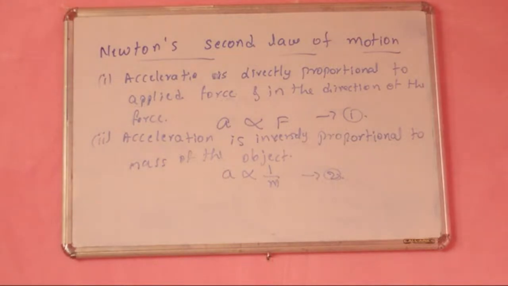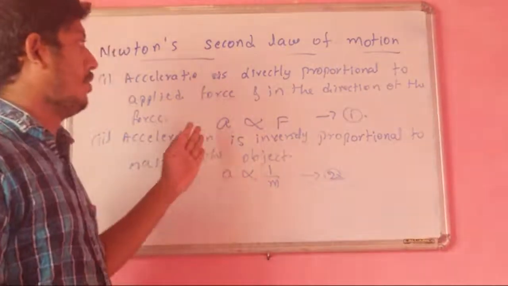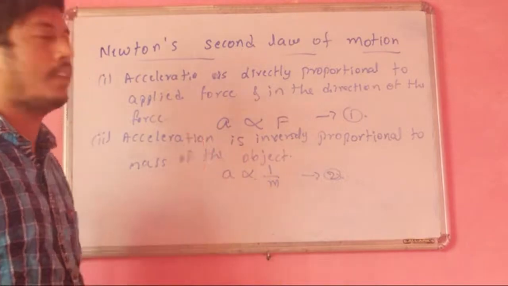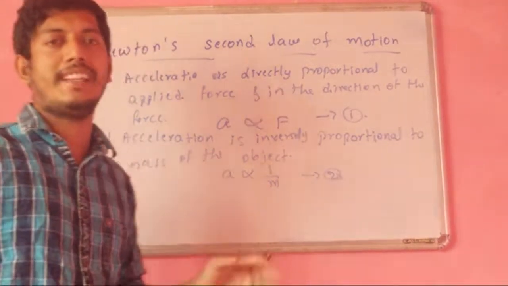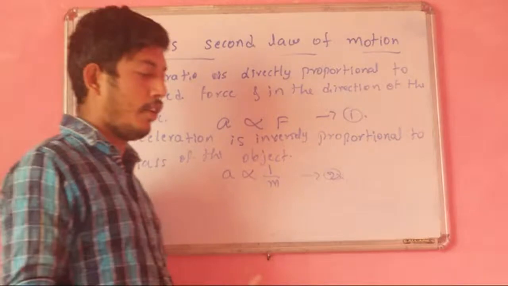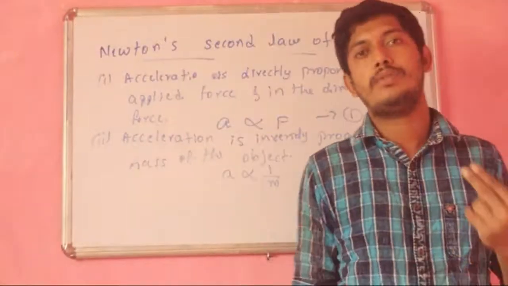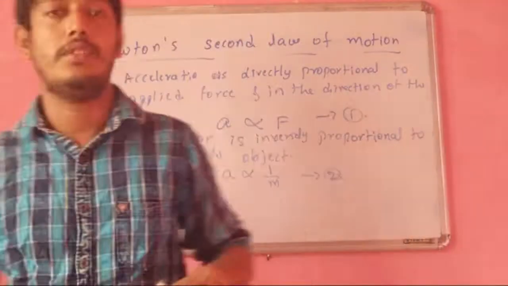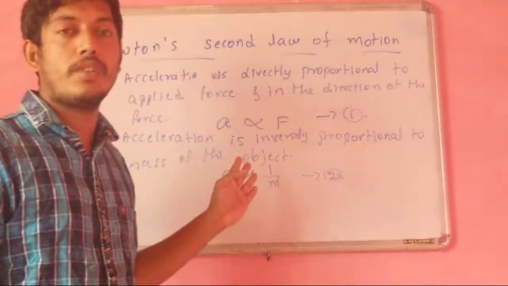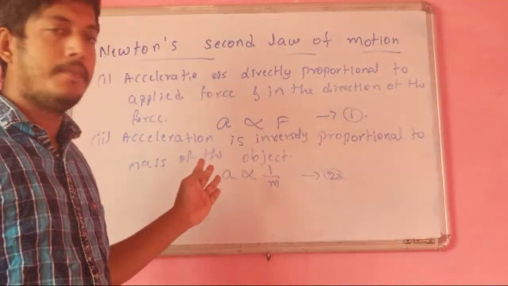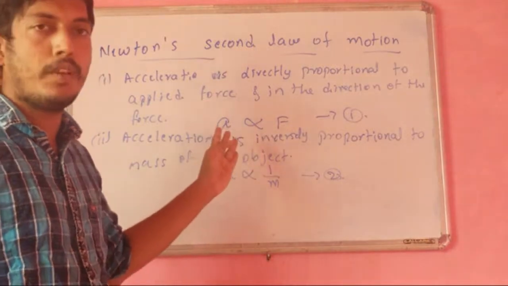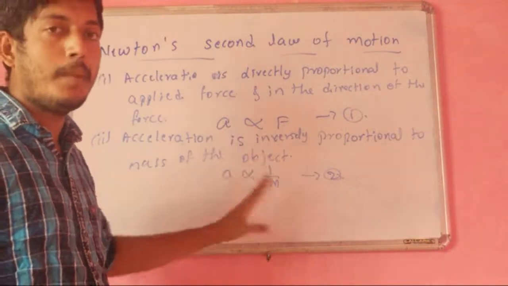So now, based on these two expressions, we have to frame the expression for Newton's second law of motion. See here, both equation 1 and 2 on the left-hand side have A, that means acceleration. According to axioms, if two things are equal to the same thing, then those two things are equal to each other. Similarly, if two things are proportional to the same thing, here force is directly proportional to A and 1 by M is directly proportional to A.